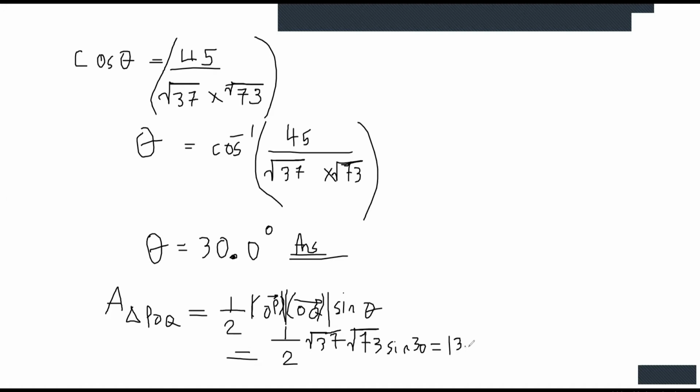And as Jemar said, if you don't put unit squared, it's wrong. You don't want to lose 1 mark after you worked so hard. So just write the unit squared. All right, 13 unit squared.